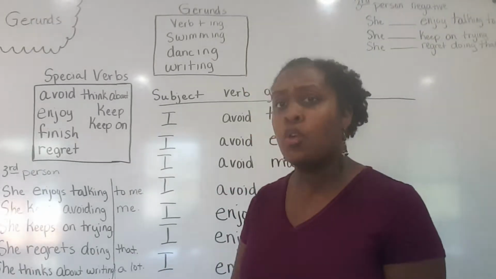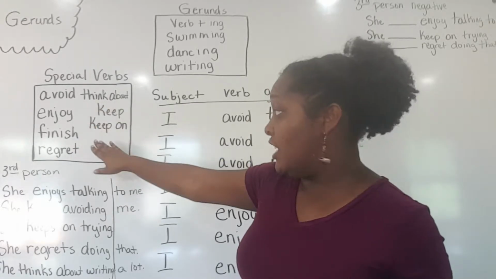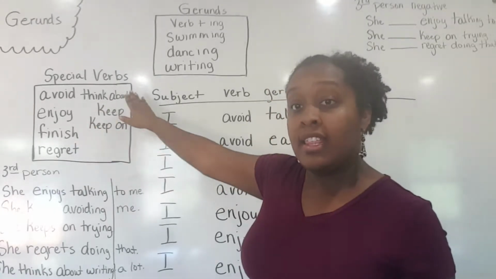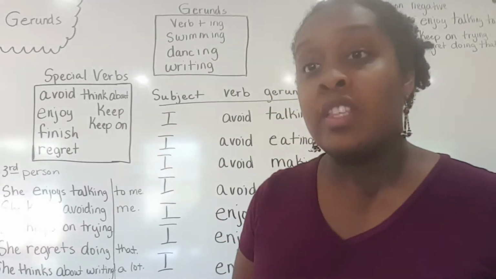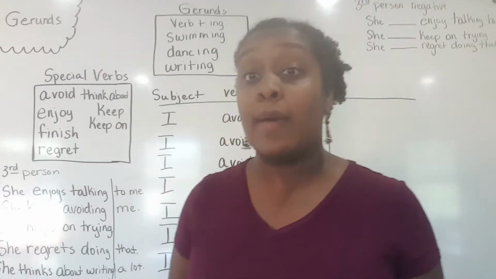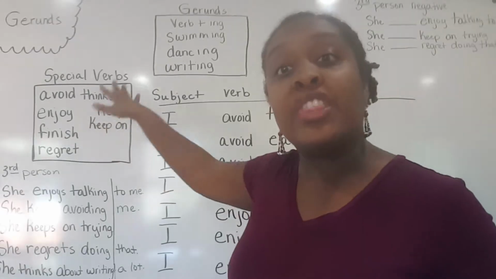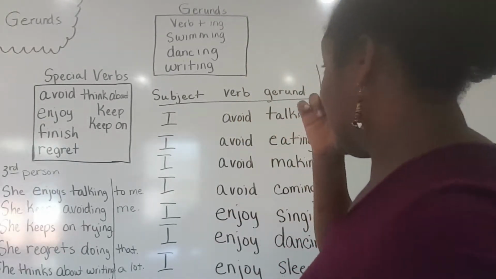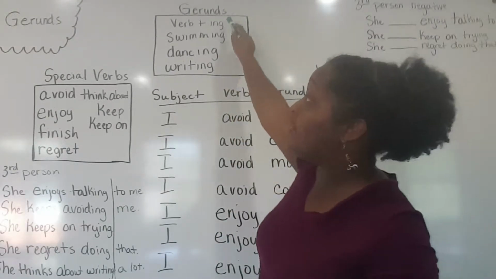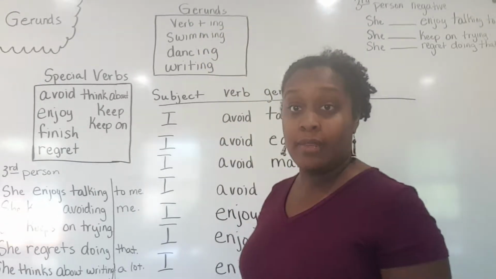Okay, so these are our special verbs. Avoid, enjoy, finish, regret, think about, keep, and keep on. Now, I want you to learn these special verbs. You need to know them because every time you see these verbs, you are going to follow it with a gerund, okay? So let's take a moment and look at the formula for gerund. You form a gerund by a verb plus ing.